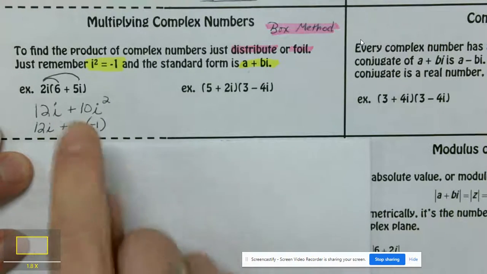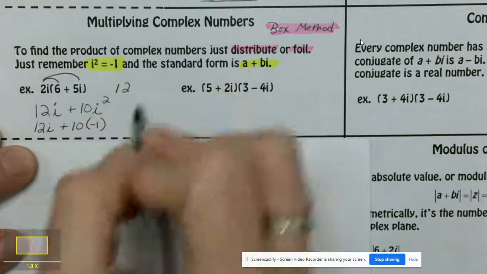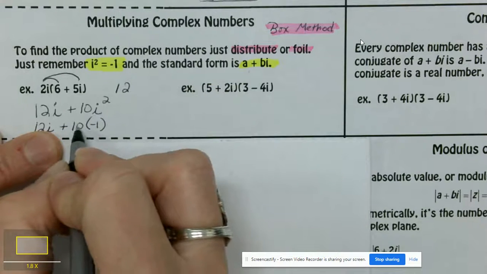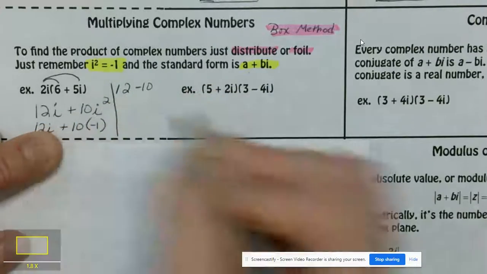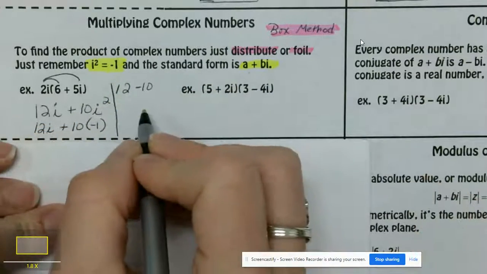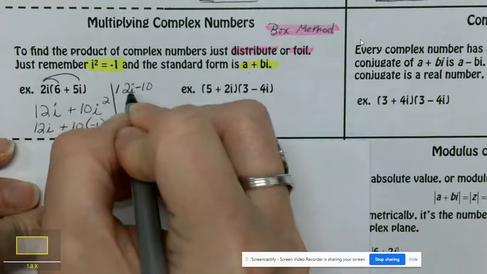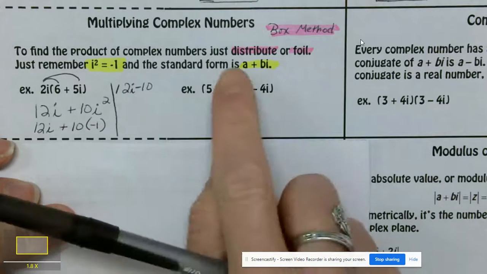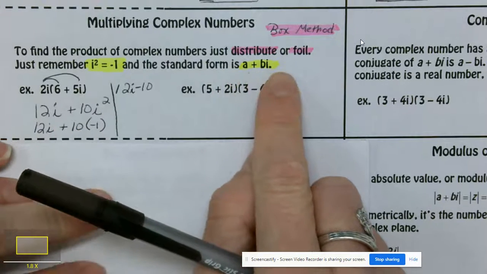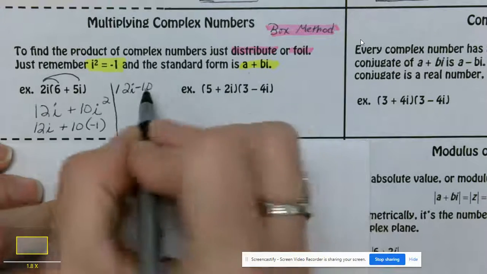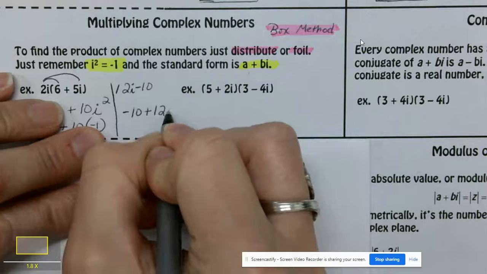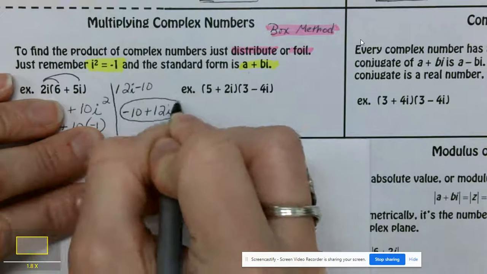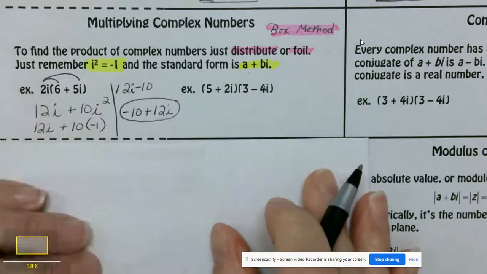Now when you do that, you get 12i minus 10, because 10 times -1 is -10. Oh, sorry, I forgot my i. 12i minus 10. Now remember, standard form is a plus bi. So I just need to flip this. So -10 plus 12i, and this would be your final answer, okay?